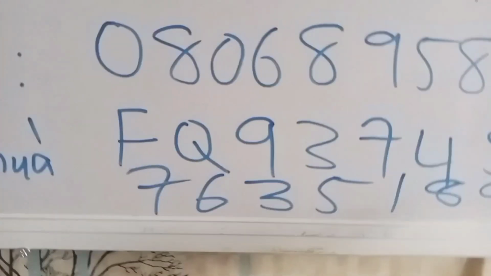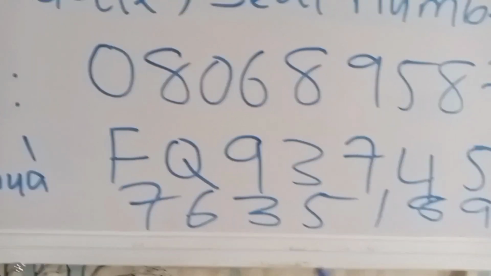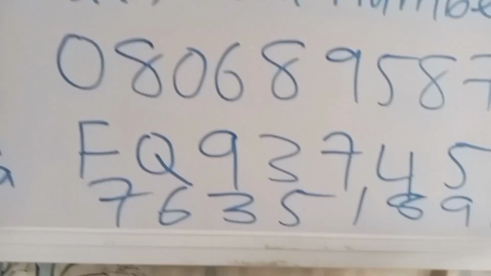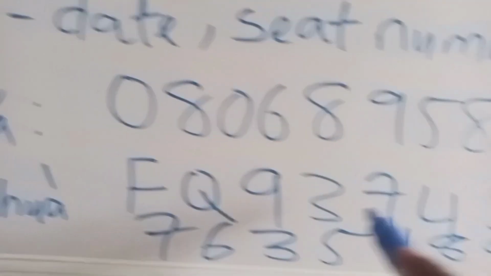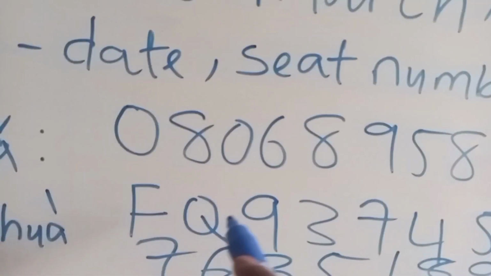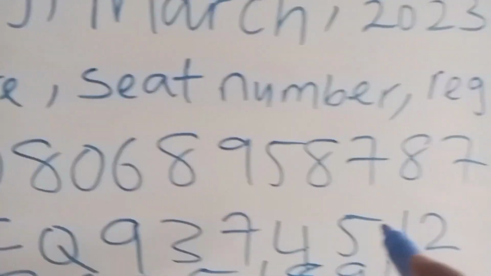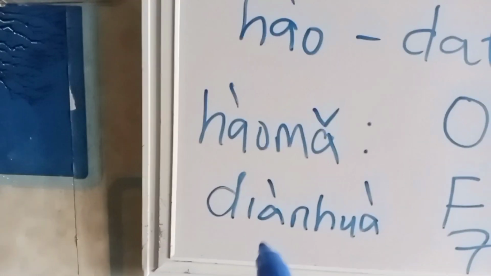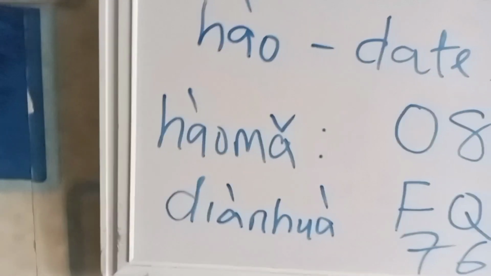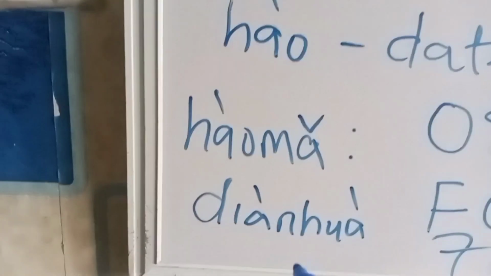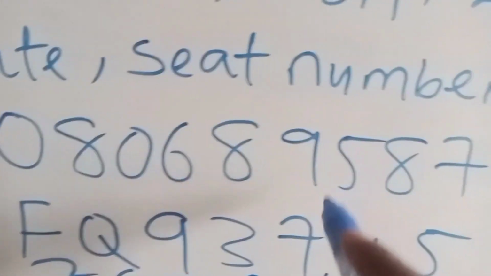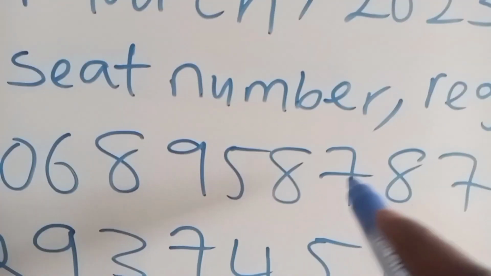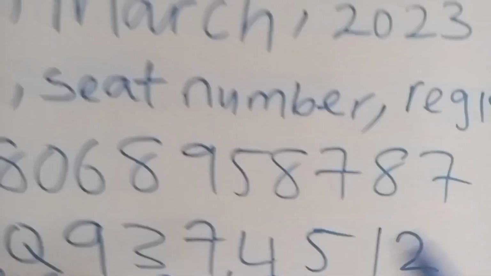Engine in Chinese is 发动机. So you say 发动机号码, not 发动机号, because it is not in order. ID card is 身份证. So 身份证号码, your ID card number. And if you're saying phone number, it is 电话号码. 我的电话号码是, that is my phone number is 08068958787. That is my phone number.